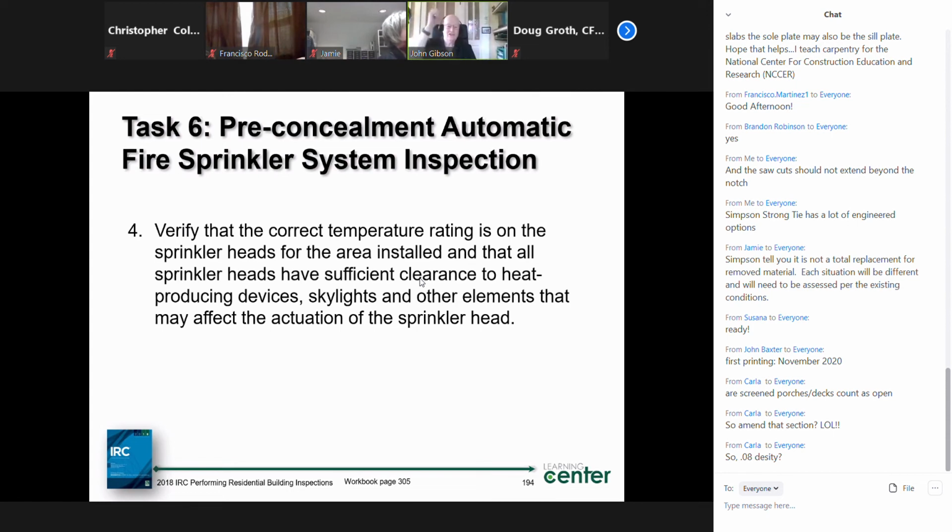So ceiling fans are a big problem. They're hanging down from the ceiling. They're going to block that flow of water. And they may, in fact, shoot it elsewhere where I don't want it. So we look for heads on either side to offset that.